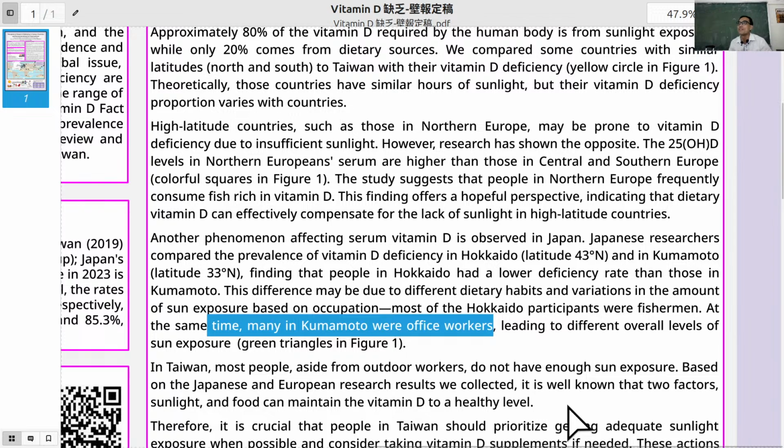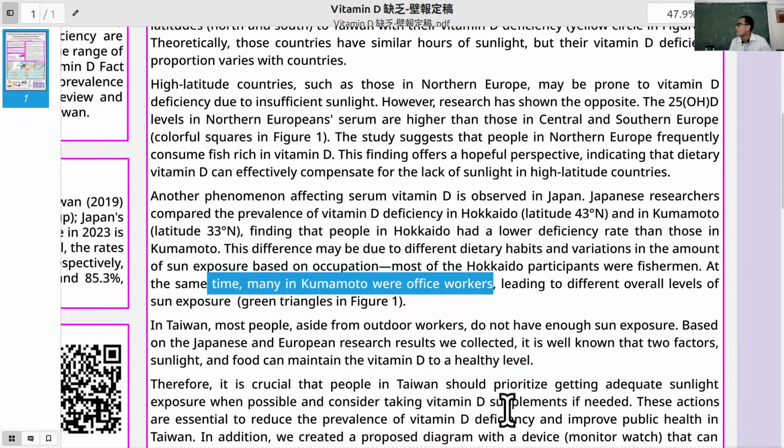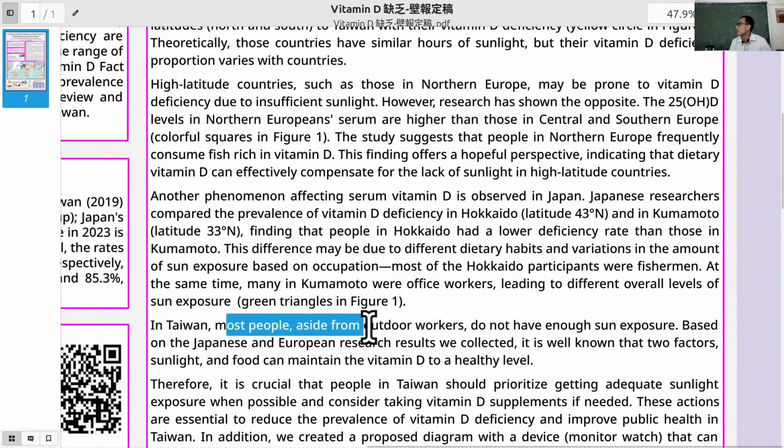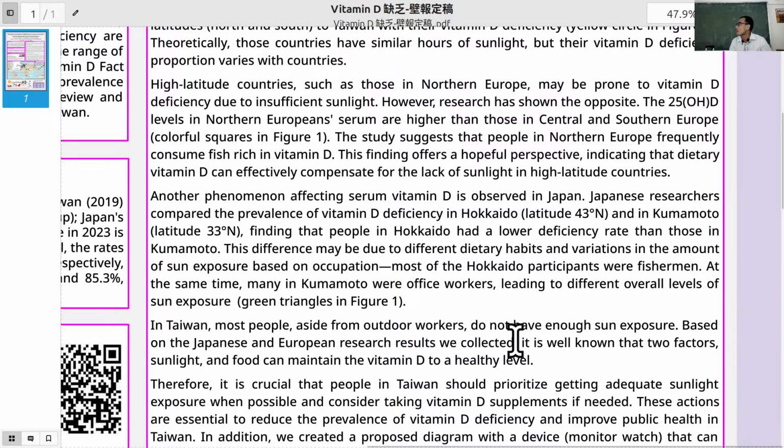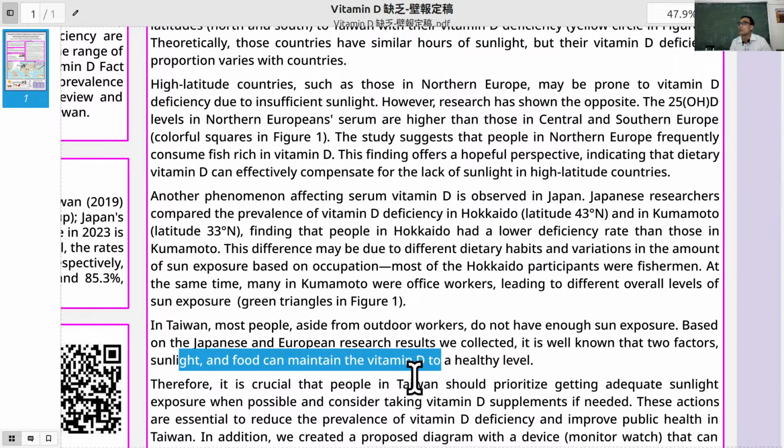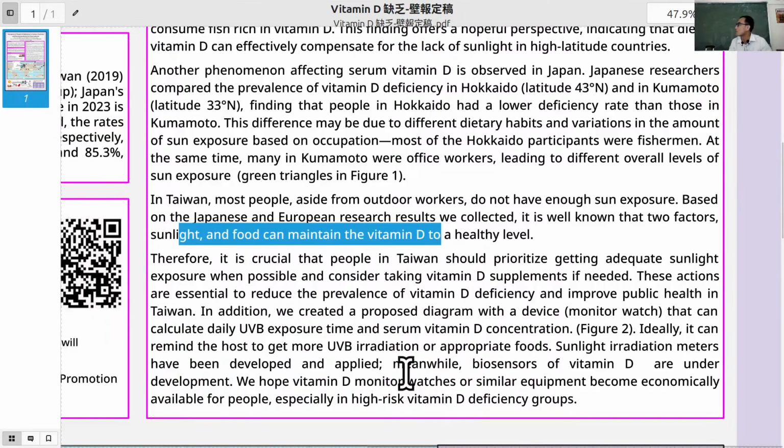Okay, we explain this, then we try to sum up. In Taiwan, most people, aside from outdoor workers, do not have enough sunlight exposure. Based on the Japanese and European research results we collected, it is well known that two factors, the sunlight and the food, are the important ways to maintain serum vitamin D at a healthy level. What does healthy level mean? Let me show you here.